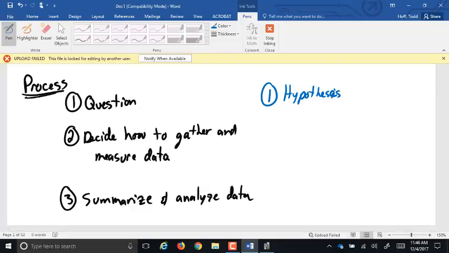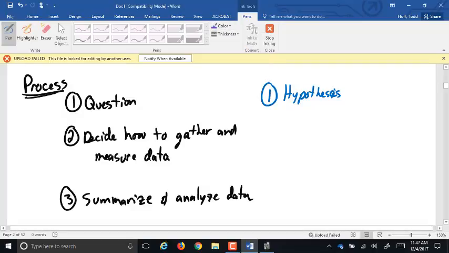We don't just ask a question. What's going to happen if we do this? What is going to happen if we put people in this machine that emits the low frequency magnetic stimulation? We're going to say, hey, low frequency magnetic stimulation will have an effect or will not have an effect. We give that statement, and then we'll gather the evidence to support or not support that statement. So then we might decide how to gather and measure data.